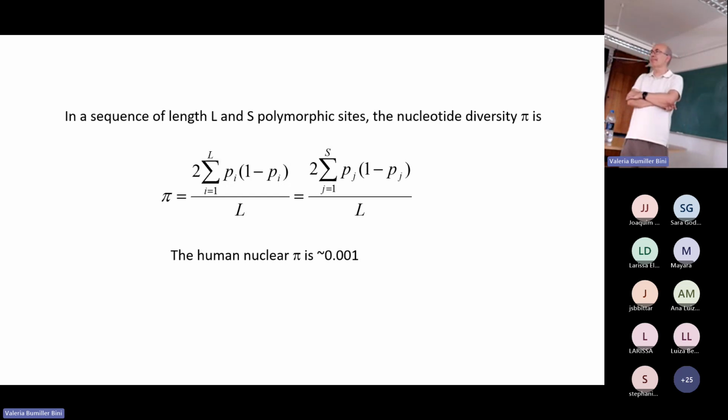Math is not my area, but should time not be taken into account in this formula? Because the longer the time passes, maybe sites could be more polymorphic. No, this is a snapshot of the diversity in your sample right now.